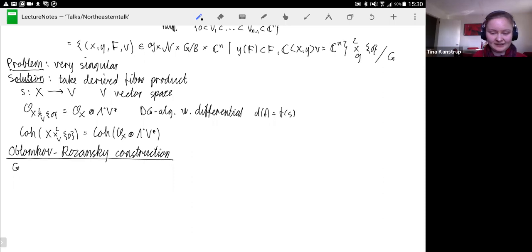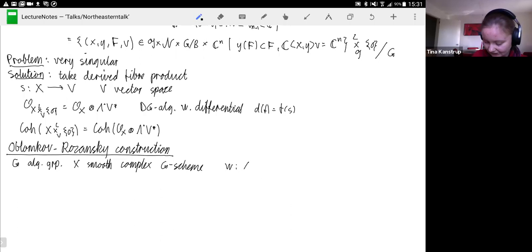So for the purpose of a general definition, G can be any algebraic group. Of course, for the intended application, I'll have G be either GLN or occasionally the Borel. Let X be a smooth complex G scheme, and then we have some G invariant function W.